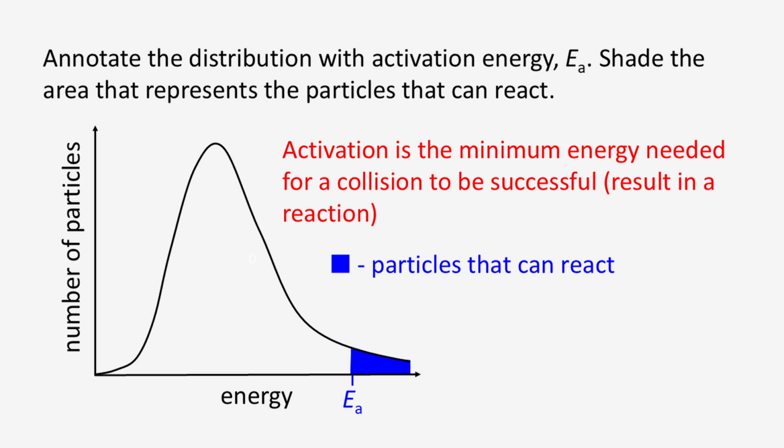The area to the right of EA beneath the curve represents the particles that can react. This is shaded in blue here with a clear label showing what is represented. This is always a good technique to use in exams.